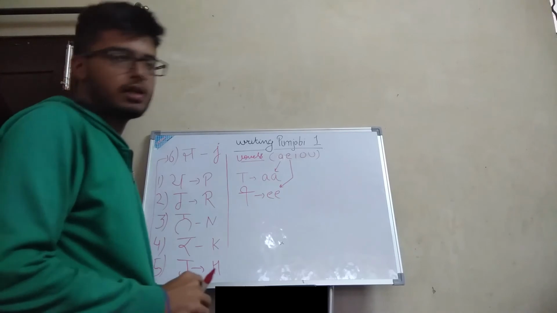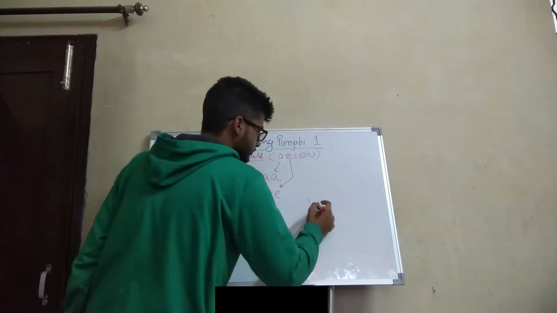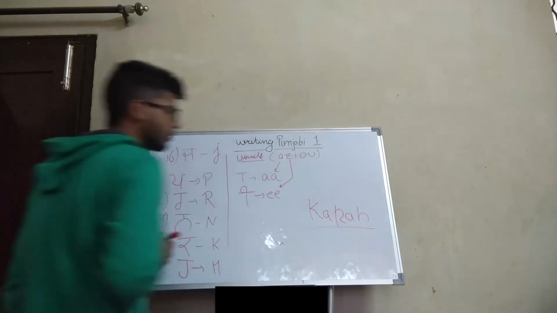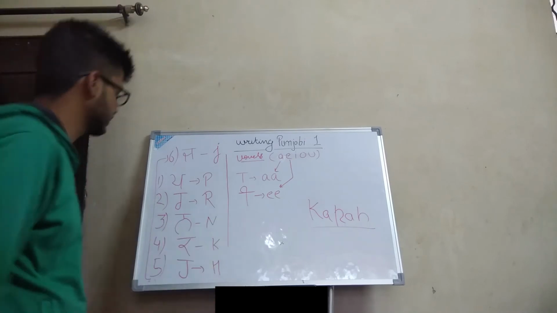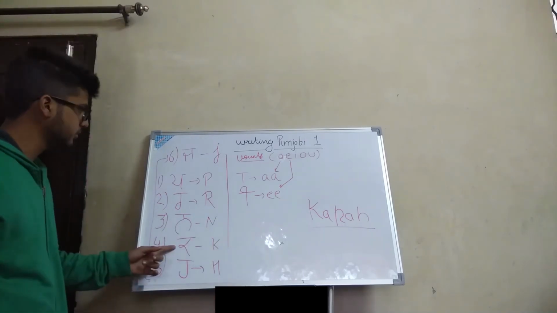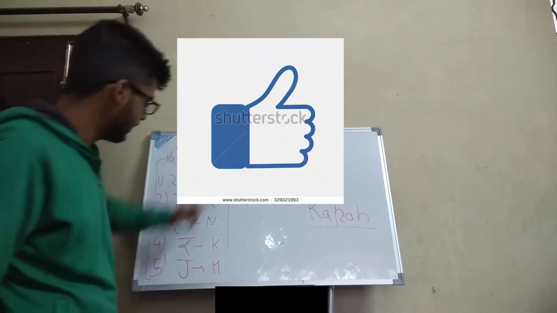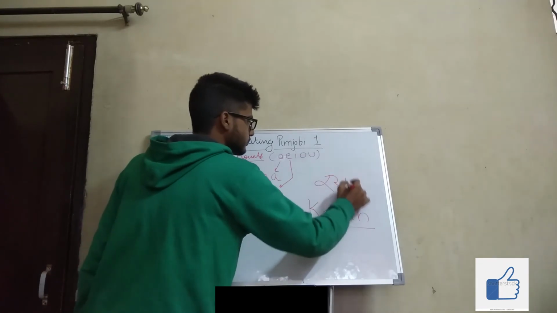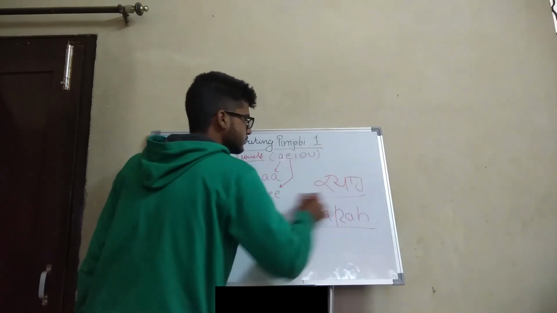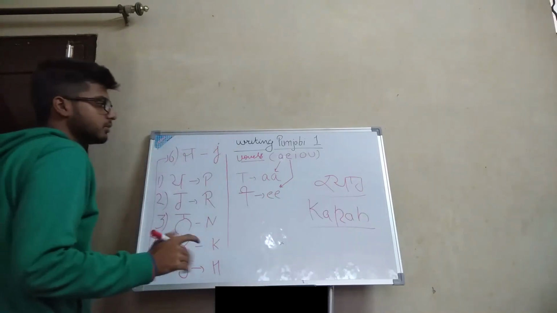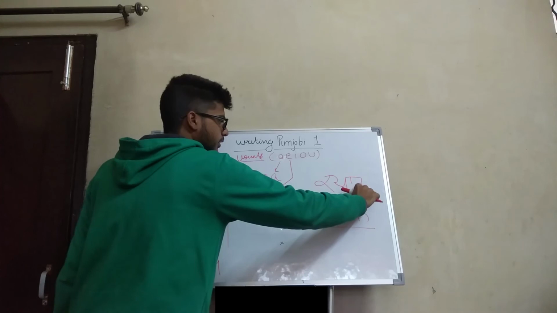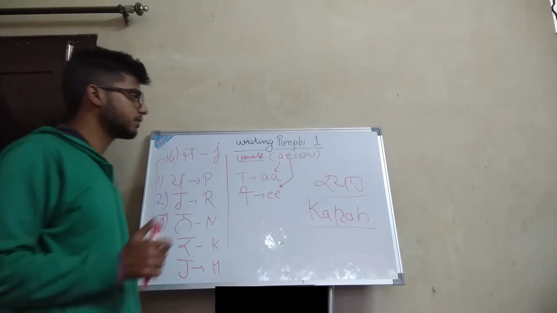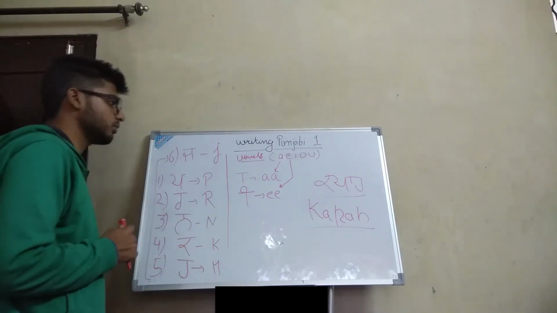What about kapa? How to write kapa? We need Kapah. So K is here, it's P, A and H. This is kapa, and don't join it from here so that it doesn't look like R. It's kapa.